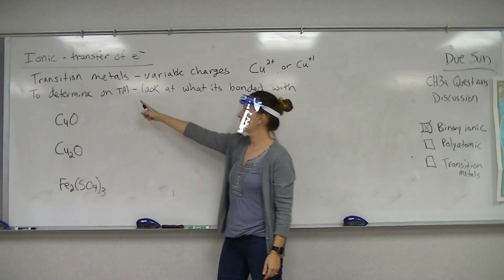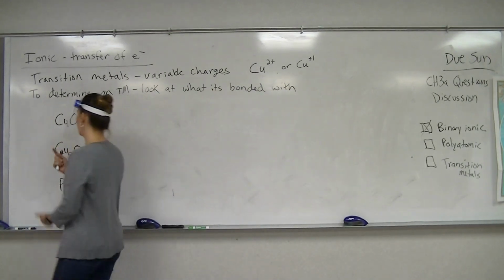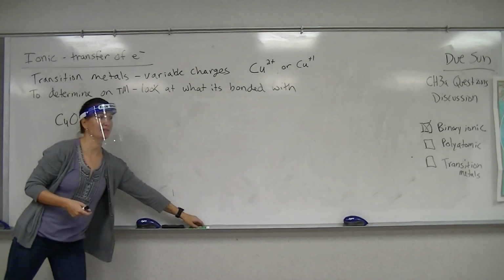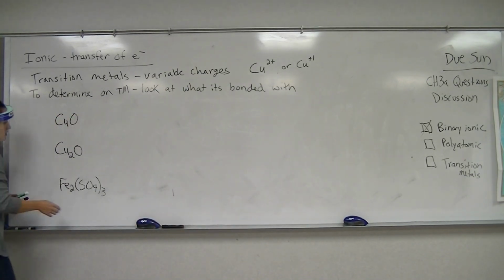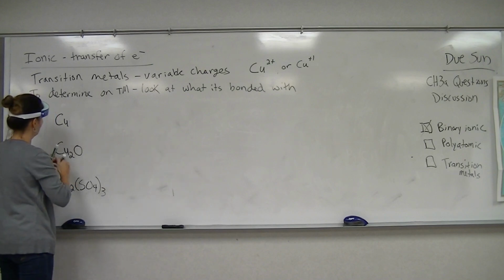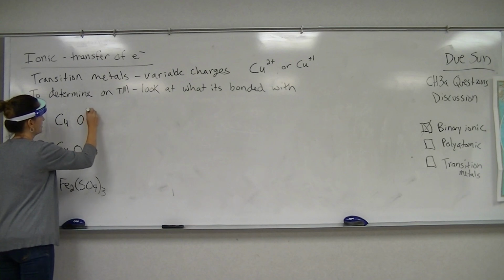How do we do that? We're going to look at what it's attached to. I don't know what copper this is. I don't know the charge on it. But I do know the charge on oxygen. I can figure that out based off of where he is on the periodic table. So looking at where he's at, he is in group 16. So he's going to have a -2 charge.